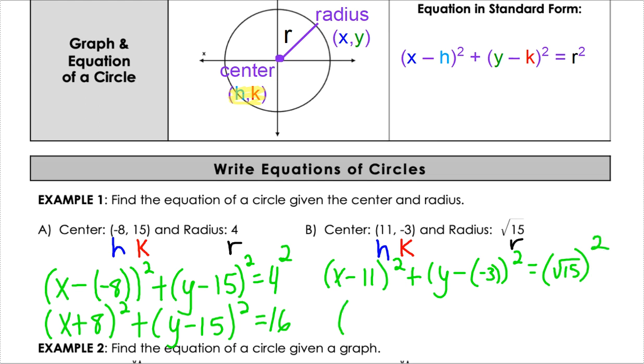Simplifying what I can here, x minus 11 stays. We simplify minus a negative to plus. And when I take the square root of 15 and square it, those two are inverse operations, so I would be left with just 15. So the radius squared would be just 15. That would be my equation in standard form.